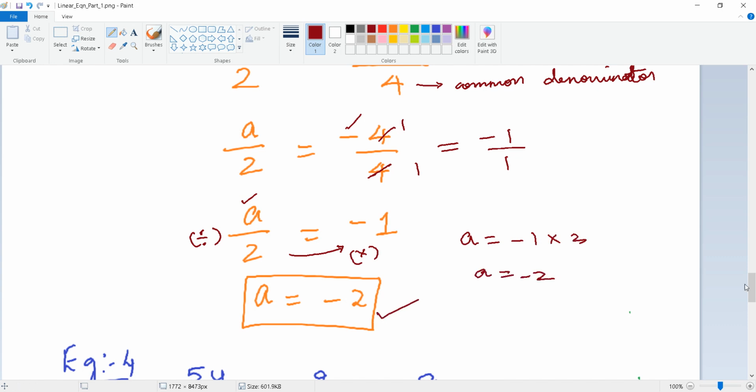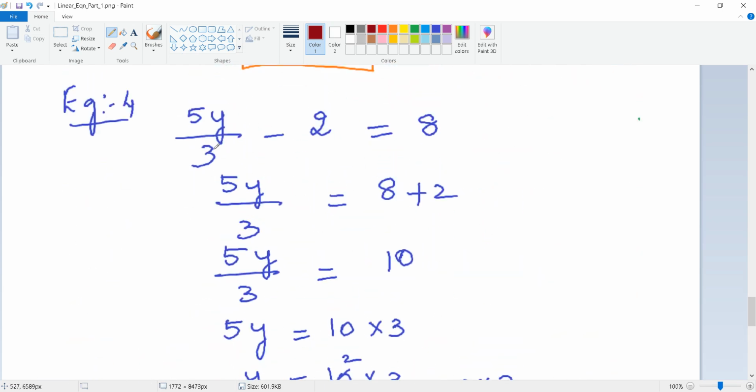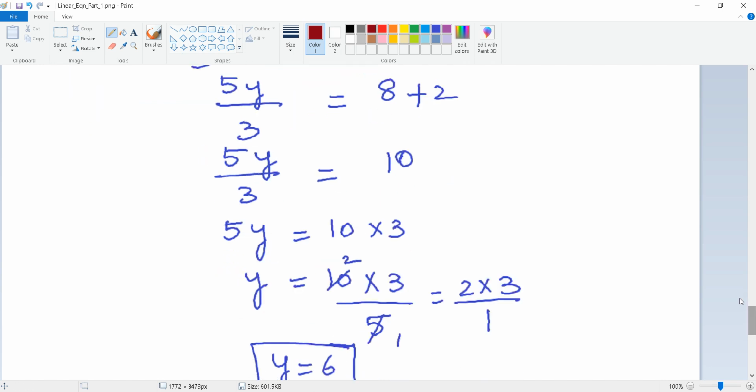Now we'll look at another example. Example 4. If you have something like this, 5y over 3 minus 2 is equal to 8. Again, what we'll do is first move the minus sign. When it goes to the other side, it turns out to be a plus sign. So you get 8 plus 2, and 5y over 3 remains as it is. Now 5y over 3 is equal to 8 plus 2, which is 10.